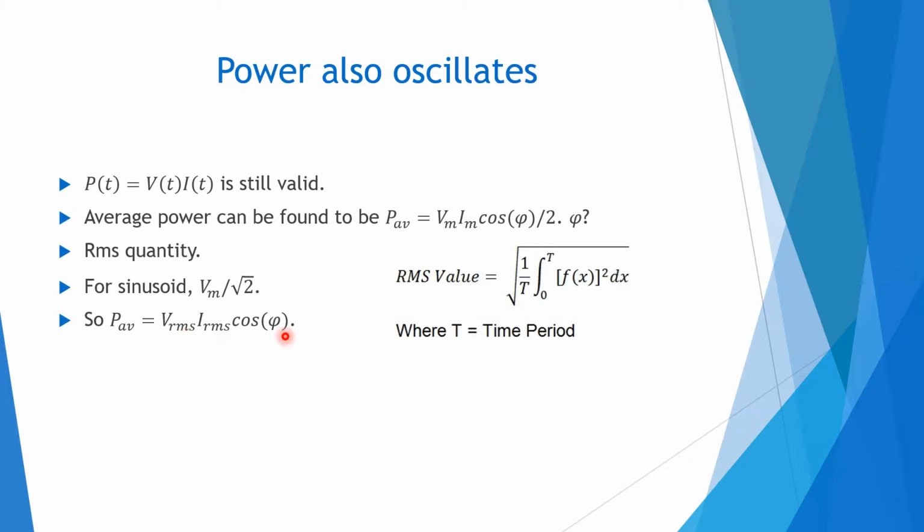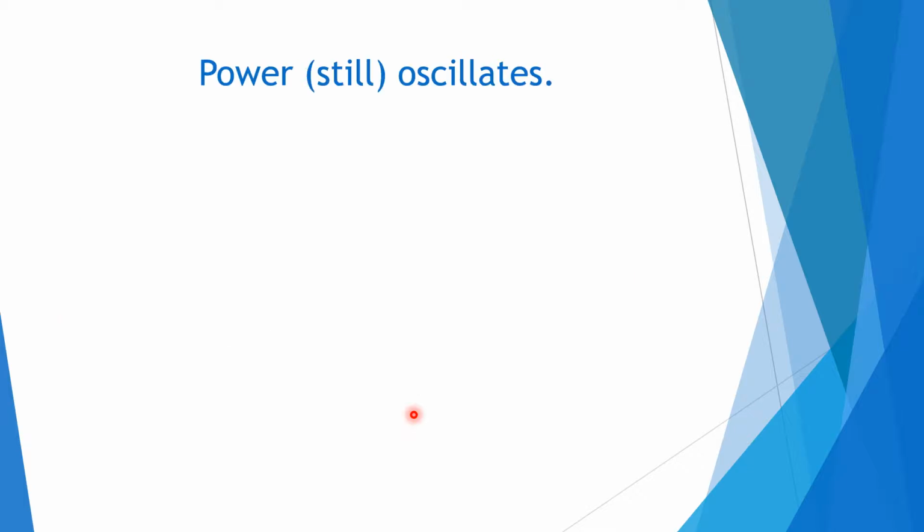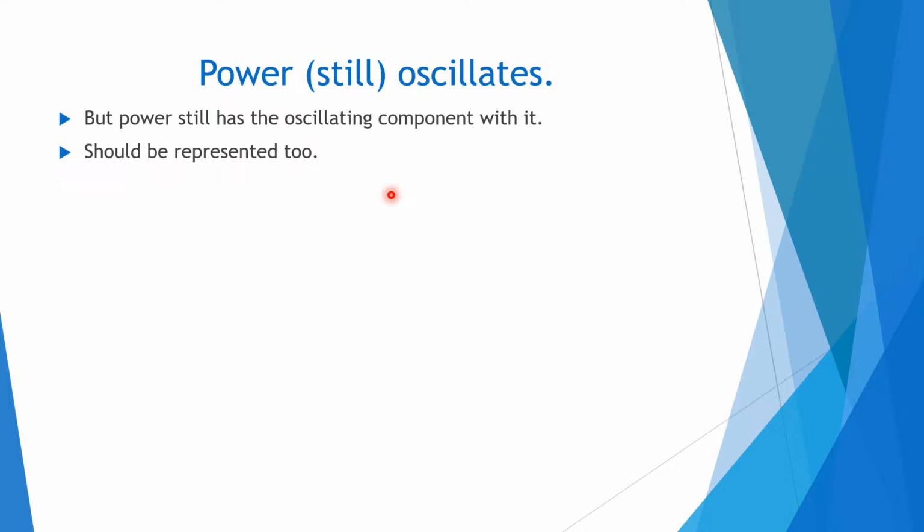That's it, right? And this is why most phasor diagrams are drawn with RMS quantities, as I had mentioned previously. From now on, all phasor quantities that I mention will be RMS. So when I am talking about V, I will actually mean Vm over root 2, even when I am not adding the tilde over the head. So we have calculated the average power. But power does oscillate because it's the product of two sinusoids. So it has this oscillating component with it, which we must accommodate.